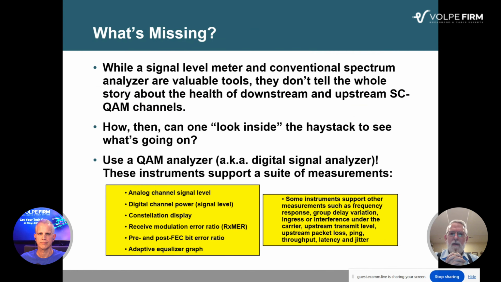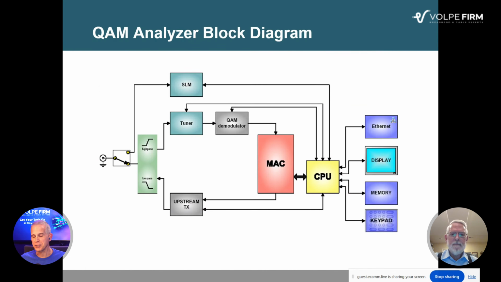They can often provide or report group delay variation, ingress or interference under the carrier, which is a powerful tool in the instruments that support it, upstream transmit level, things like upstream packet loss, ping, throughput, latency, jitter, and maybe other features I don't have listed here. So these are pretty powerful boxes that allow some pretty sophisticated troubleshooting out in the field and can really help to nail down what the problem might be. Absolutely. And especially powerful if you understand how to take advantage of those features. Oh, big time, big time.